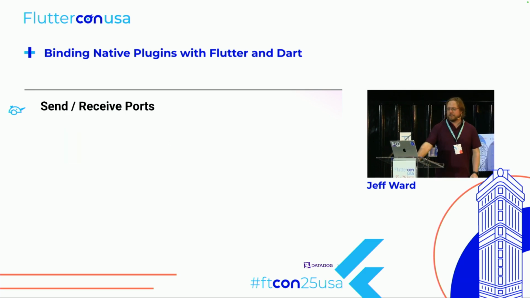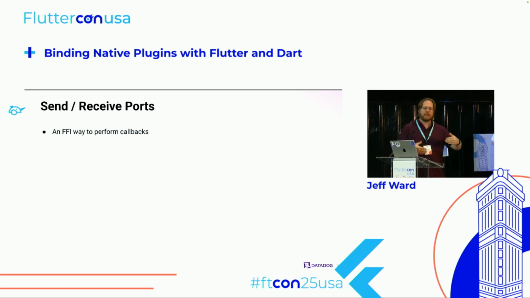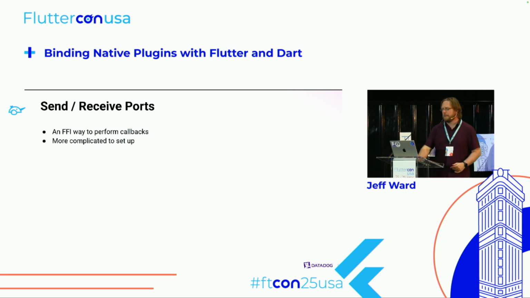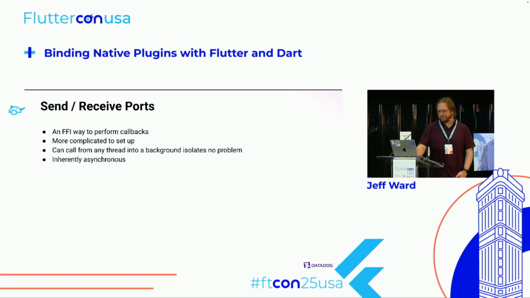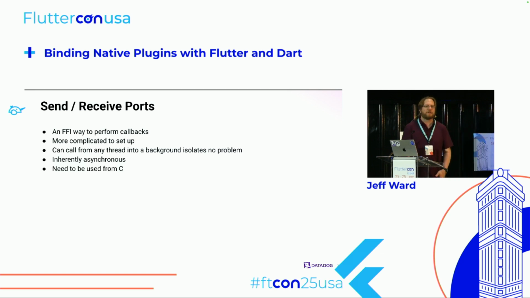Second way you can do it, with send and receive ports. This is an FFI way to perform callbacks and talk between an FFI library and Dart. It looks very similar if you've ever done isolate handling. The send and receive port is basically the same thing. In C, there are send and receive ports that you can access from C. But they're very, very complicated to set up. If you've ever set them up in isolates, you know they're just as bad in C and C++. But you can call them from any thread, and they can jump into background isolates, no problem. But they're also inherently asynchronous, and they need to be used from C.